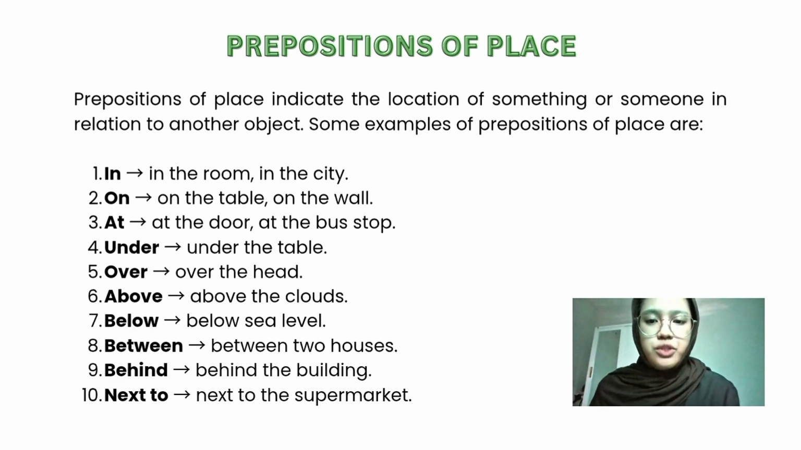Preposition of place. Prepositions of place indicate the location of something or someone in relation to another object. Some examples of prepositions of place are: 1. In the room, in the city. 2. On the table, on the wall. 3. At the door, at the bus stop. 4. Under the table. 5. Over the head. 6. Above the clothes. 7. Below sea level. 8. Between two houses. 9. Behind the building. And 10. Next to the supermarket.